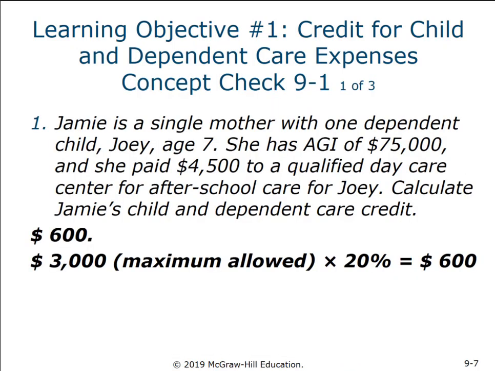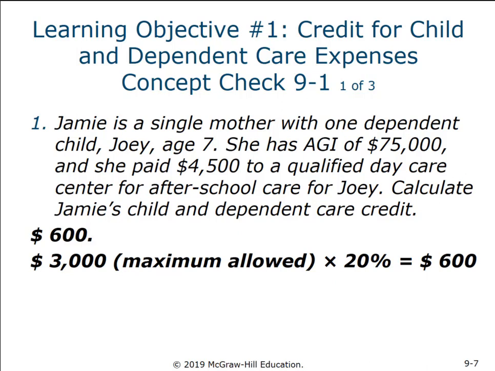Example, okay? Jamie is a single mother with one dependent. She has AGI of 75,000, so she's off the chart. So she's going to be at the 20%. She paid $4,500 for qualified daycare, okay? But she's only got one. So the maximum we can consider, remember our three numbers, she's single, so her earned income is 75,000. That's way high. Okay, that's good.